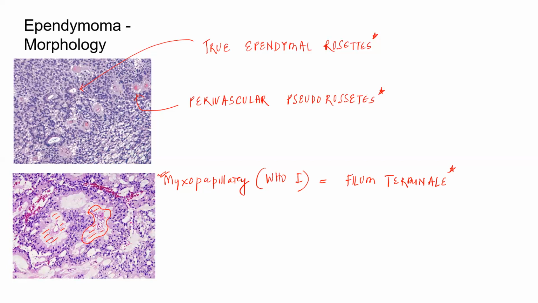Another point you can remember: if you look at the ultrastructure of ependymomas, because ependymal cells are ciliated columnar cells, you will find the blepharoplasts. Blepharoplasts are nothing but the basal ciliary body. You will find this blepharoplast near the nucleus. Okay, so that's all about ependymomas.